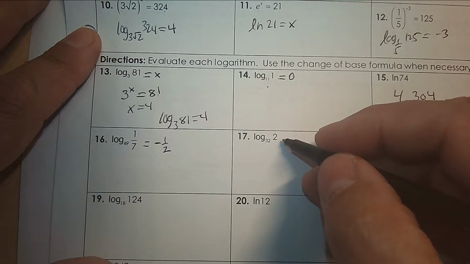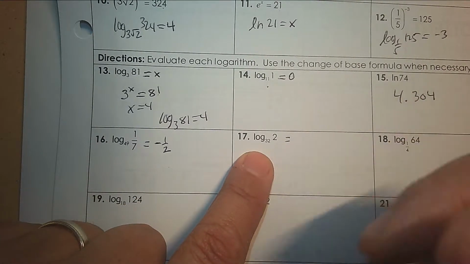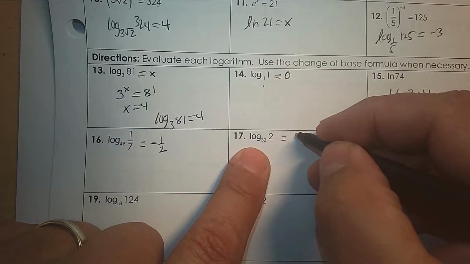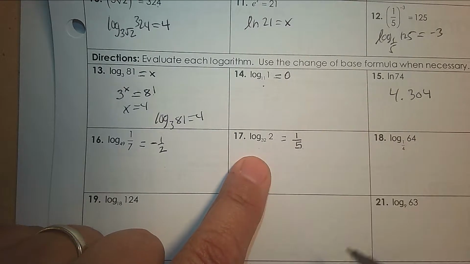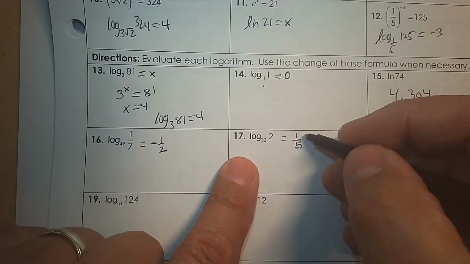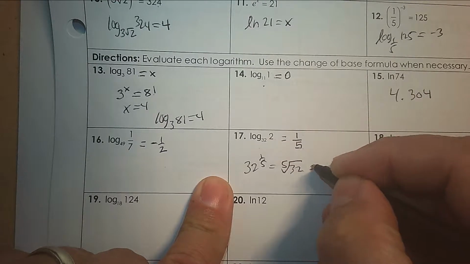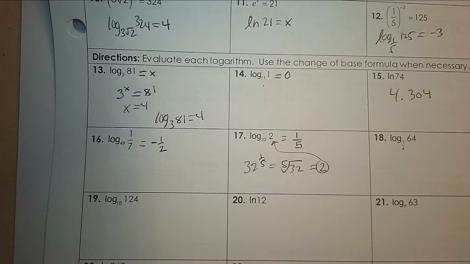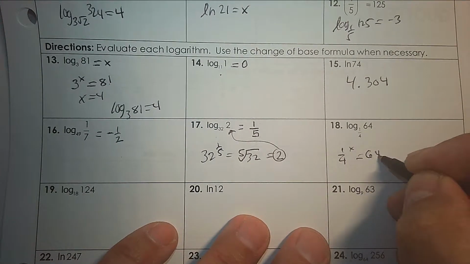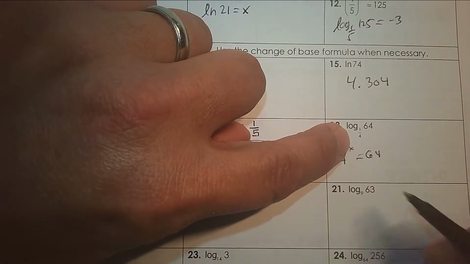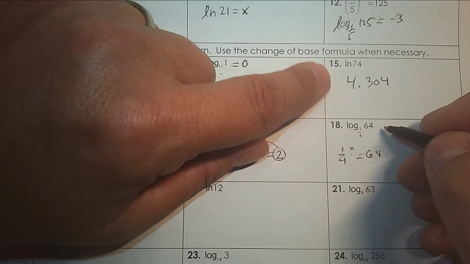32 to what exponent gives me the answer 2? So again, in this sense, it's going to be a fraction. It's a radical, and that is 5. So 32 to the 1/5 gives me the answer 2. The exponent 1/5, just to remember, means the 5th root of 32, and that gives you the answer 2. Now if I'm thinking of 1/4 to what exponent is equal to 64? Well, 4 to the exponent 3 is 64, so 1/4 would be negative 3.